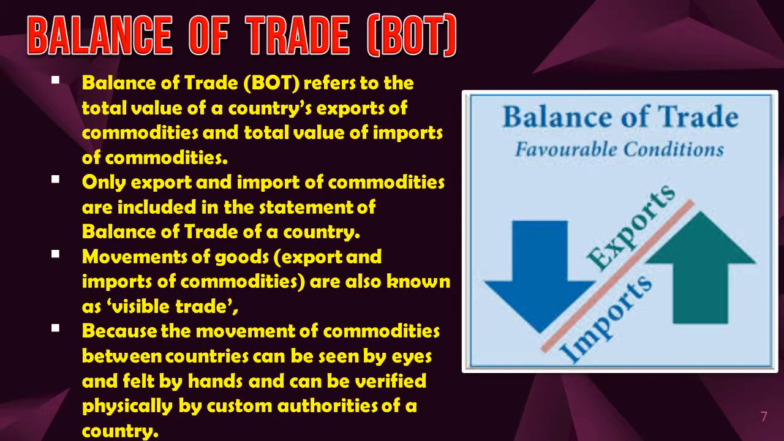So balance of trade refers to the value of a country's export and the value of a country's import. Only these two terms are included in the balance of trade, export and import of a country. This is also called visible trade because you can feel it by your hands and you can see it by your eyes.